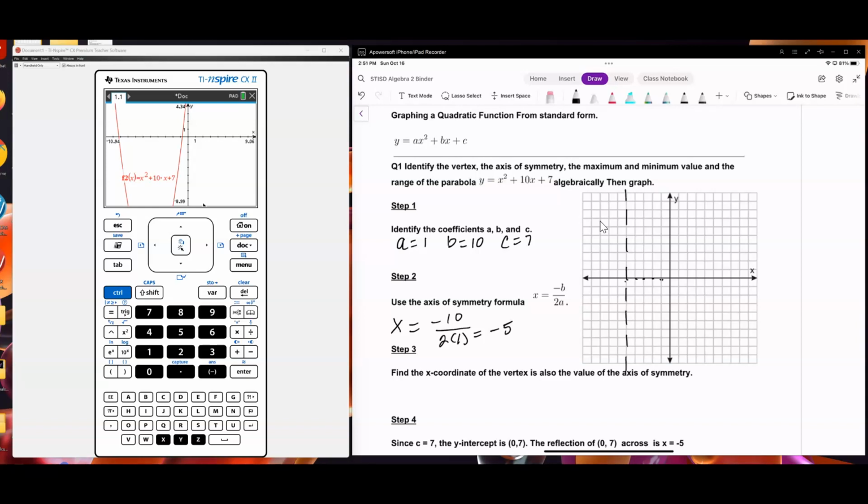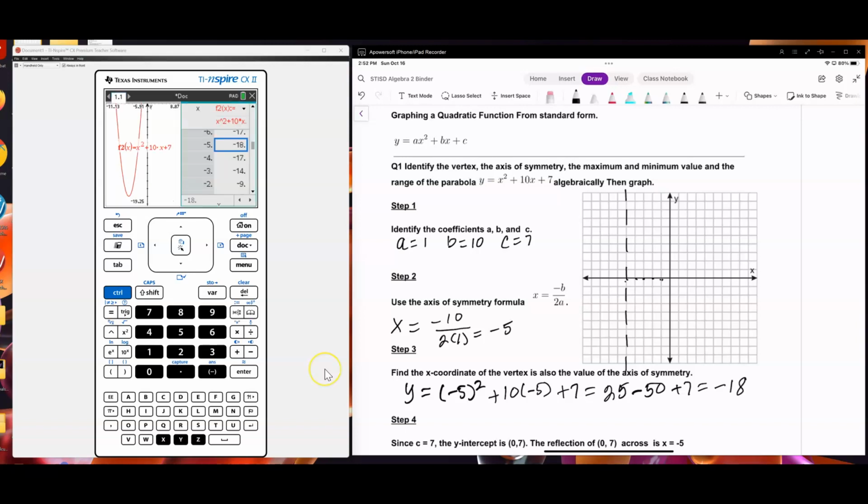So I'm drawing the axis of symmetry. Now, since I know that the vertex is going to be on the axis of symmetry, I'm going to substitute into my equation y equals negative 5 squared plus 10 times negative 5 plus 7, which is 25 minus 50 plus 7, which gives us a negative, I believe it's negative 18. Now to find our y-intercept, I just have to substitute 0 into the equation. So my y-intercept is 0, 7. It's a reflection. And I'm just going to sketch it.